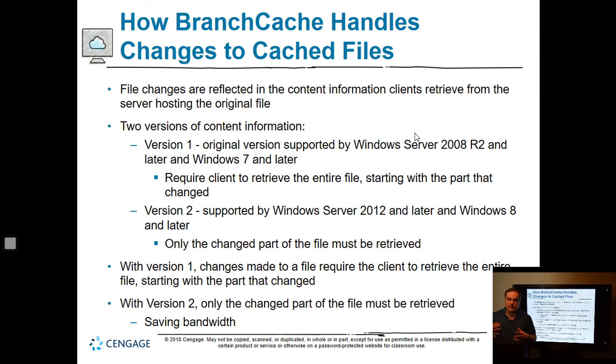So when BranchCache happens, here's how it handles changes. File changes are reflected in the content information clients retrieve from the server. Basically any changes that are made are cached locally, and then those changes are replicated back to the main server. There are two versions of content information, version 1 and version 2, and it all depends on the age of your server, whether it's 2008 or 2012. With version 1, changes made to a file require the client to retrieve the entire file, but version 2 does it incrementally.